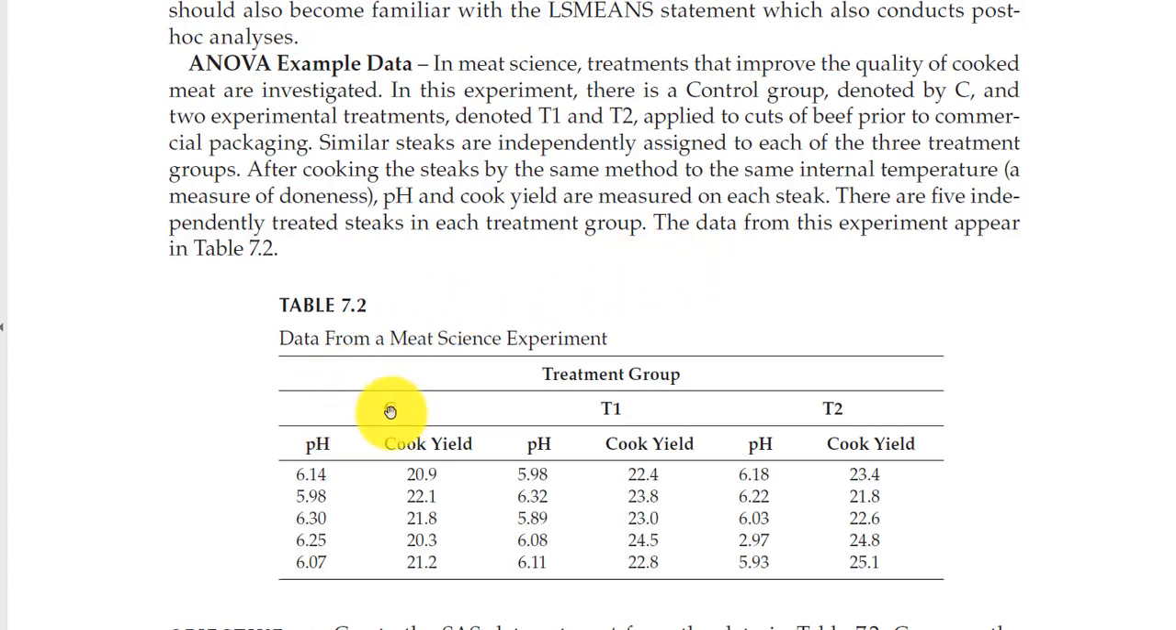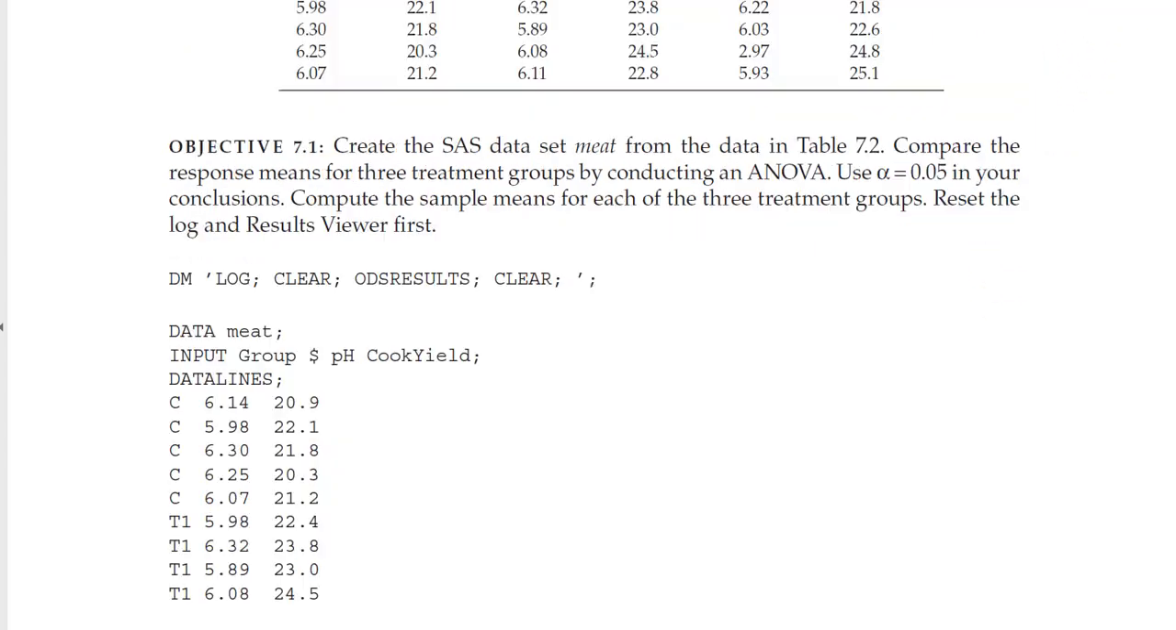So treatments are C, T1, and T2, and then we have pH and cook yield measured, 2 response variables measured for each of the steaks. In Objective 1, we want to create the data set meat from this table, and compare the response means for the 3 treatment groups by conducting an analysis of variance at the 0.05 level.